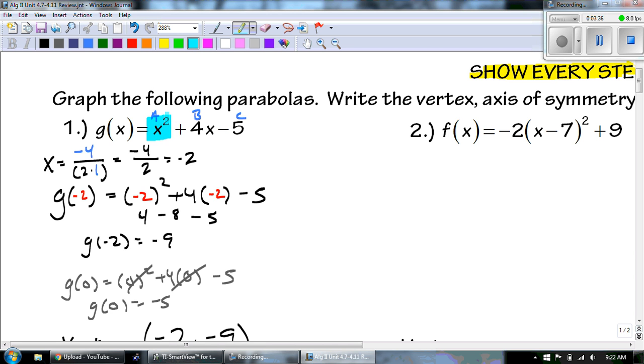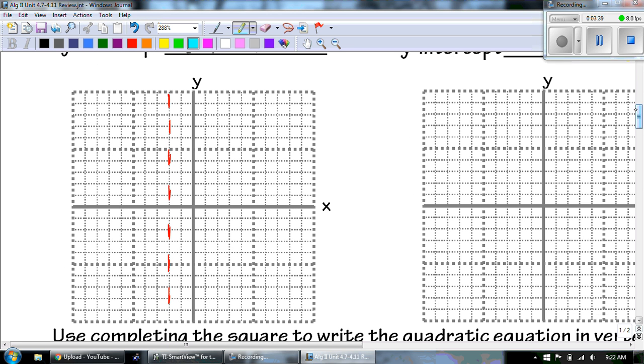what our pattern is. Okay, and since a is 1, I'm going to come down here and write that a equals 1. My vertex is negative 2, negative 9. If I'm following my pattern, I go up 1 over 1, and 4 over 2. Okay. And if you look, my y-intercept is at 0, negative 5, just like it said it would.